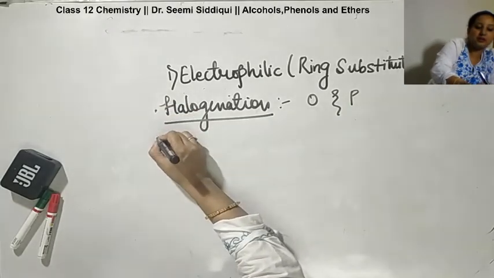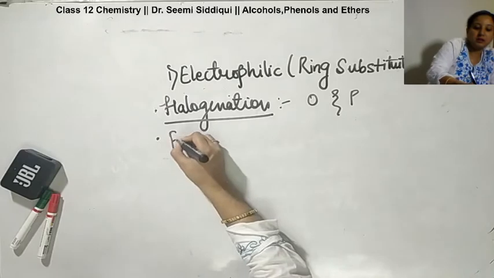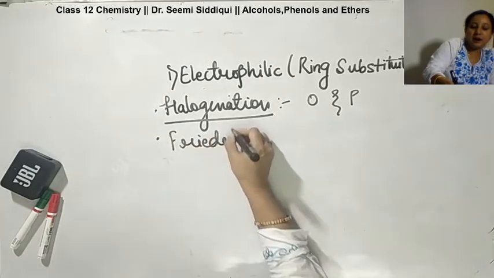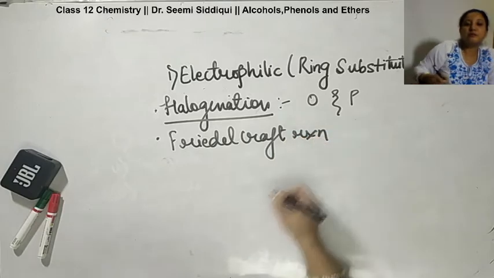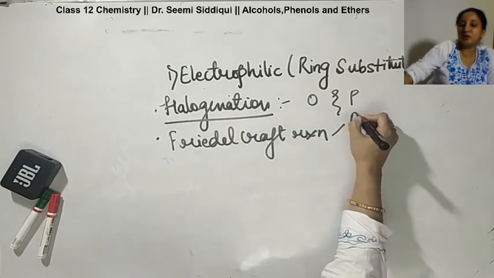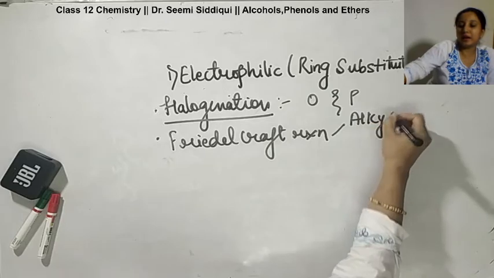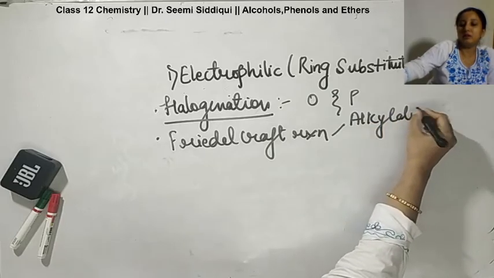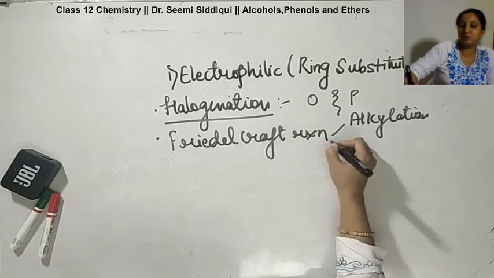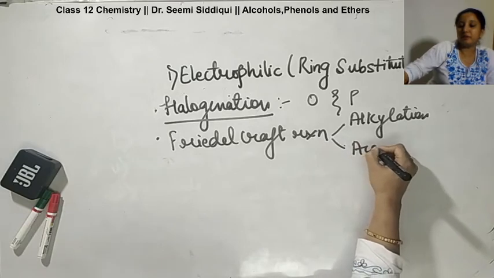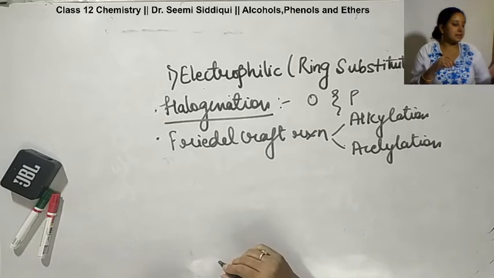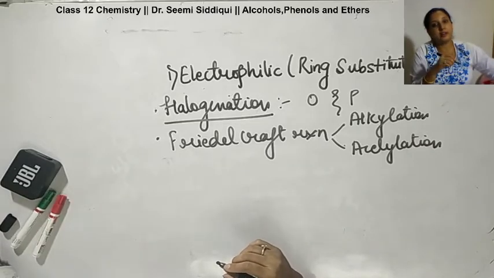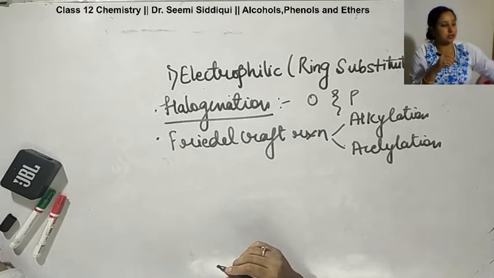Then, in electrophilic substitution came the Friedel-Crafts reaction. Friedel-Crafts reaction is what? It can be alkylation, that is introduction of an alkyl group, or acetylation. Again, as a product, we get it at the ortho and para position.